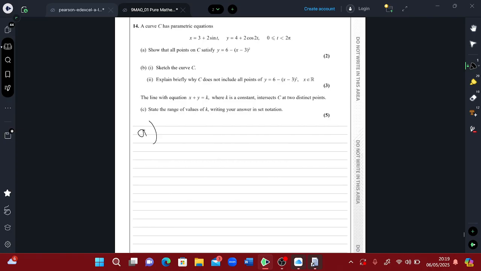So we're given a parametric equation with the parameter t. Now it says show that all points on C satisfy y is some expression. Again, this is quite common. They want you to combine y in terms of x and use that. It's a fairly nasty looking one, especially for only 2 marks. You can use this to guide you though.